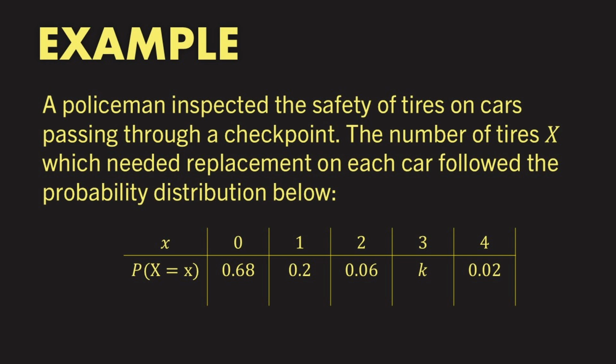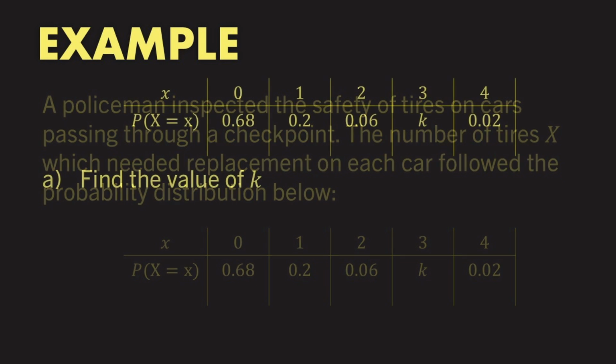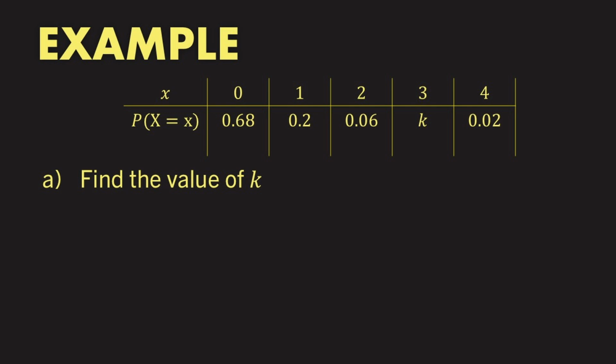For 1, we have 0.2, for 2, we have 0.06, for 3, we have k, a number we don't know, and for 4, we have 0.02, meaning that there are 2% of the cars in this checkpoint that need all 4 tires replaced. And the first question in this exercise is find the value of k.